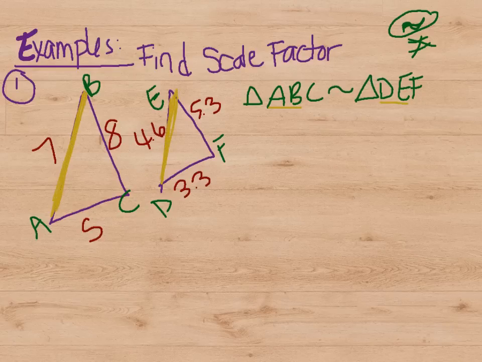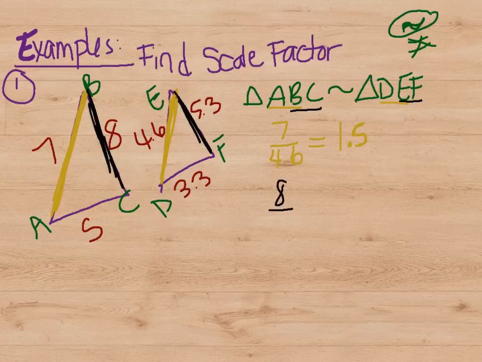You're going to make that into a ratio or a fraction. That will be 7 over 4.6. Then I want you to actually divide that out, and when you do that, you get 1.5. I'll go ahead and do that for you. Don't worry about it right now. Let's use black. The next one would be BC goes with EF, so BC and EF will be together in a fraction. That'll be 8 over 5.3. If you divide this out, 8 divided by 5.3, you will get 1.5.